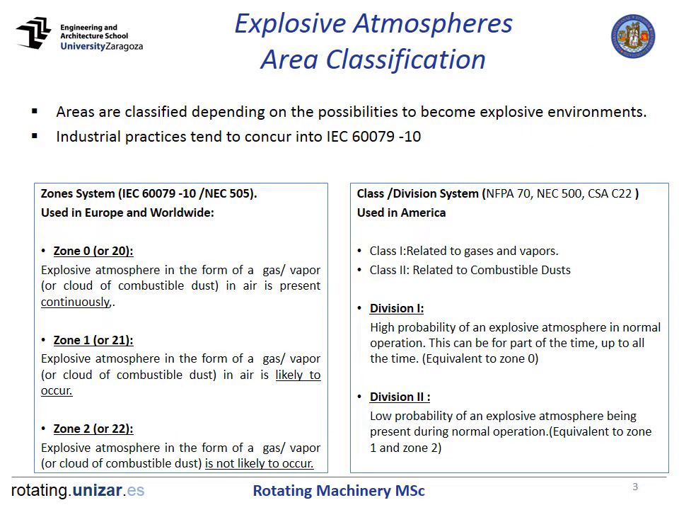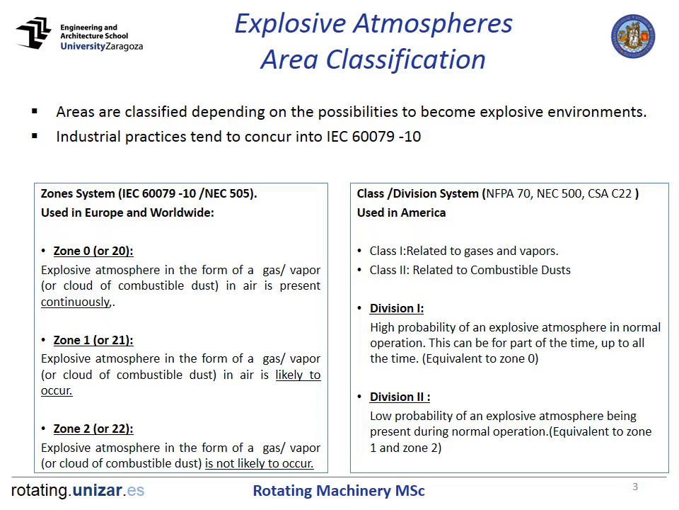Plant areas are classified depending on the possibility of becoming an explosive environment. Different standards have been employed, and that makes this task a little bit more complicated. However, industrial practices tend to concur on IEC 60079. Mainly, two systems coexist nowadays in the industry.